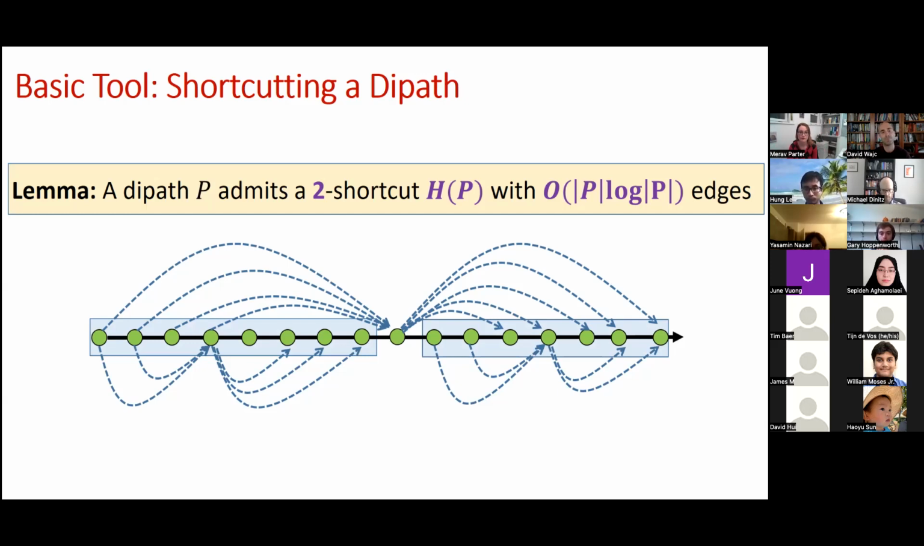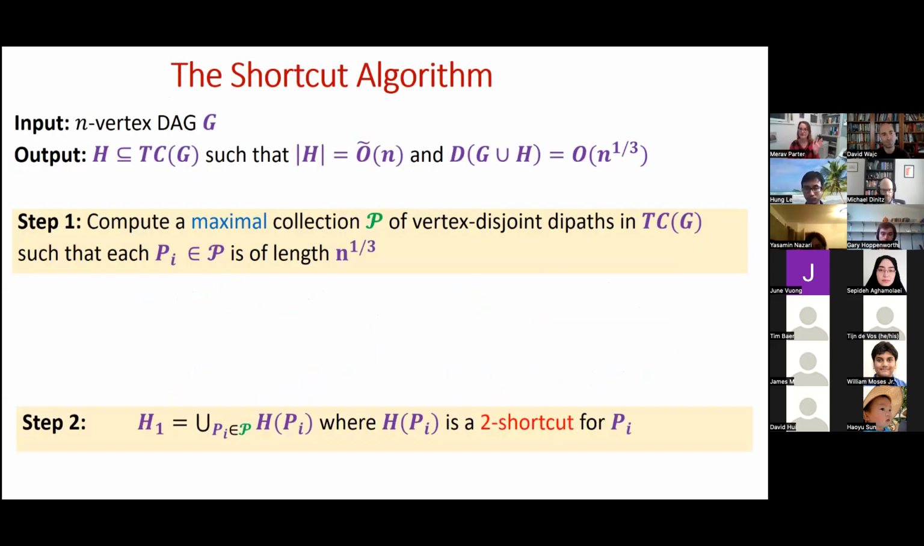So with no further ado, we can present the algorithm. What's the input? The input is a directed graph, and the output should be a shortcut set of linear size such that the diameter of the augmented graph is n to the 1/3. The algorithm is going to have 3 main steps. The first step: we compute a collection of directed paths. These paths are going to be vertex disjoint, and the length of each of them is going to be n to the 1/3, which is the diameter that we wish to achieve.